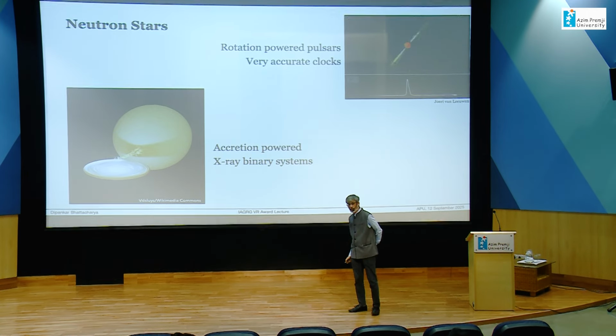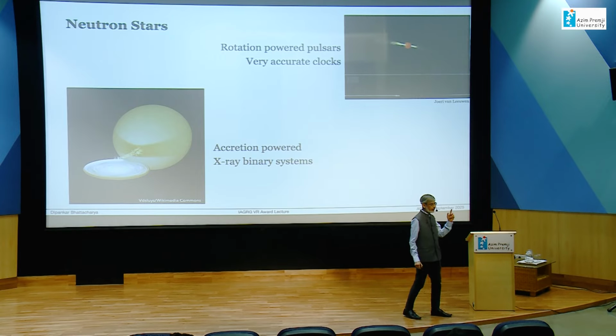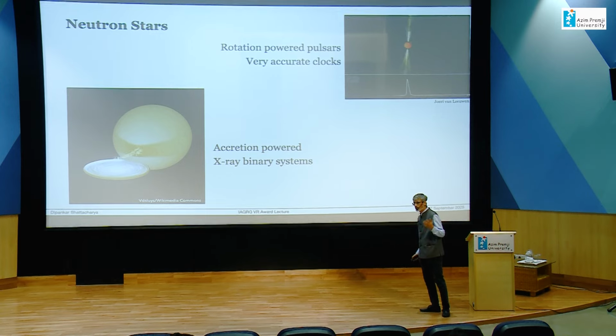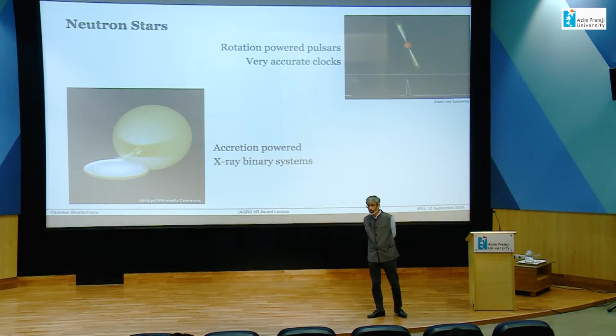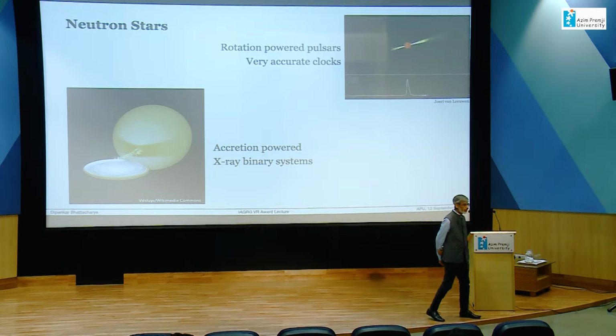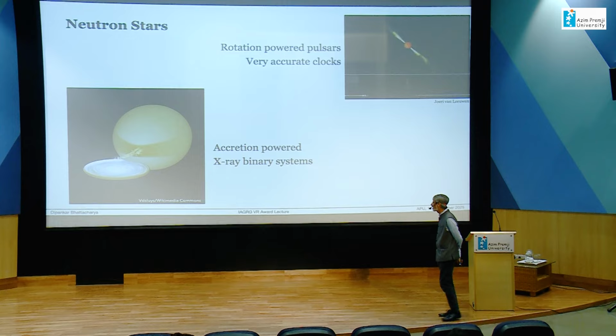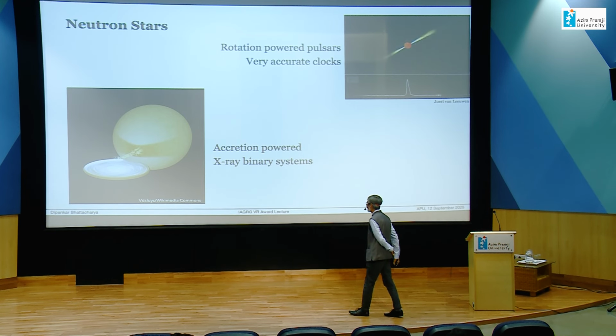Some of these neutron stars can also display their rotation in the same way, so you can call them X-ray pulsars. In some of them, the rotation is not so easily apparent, but you may be able to find their signature in other timing behavior of these objects.